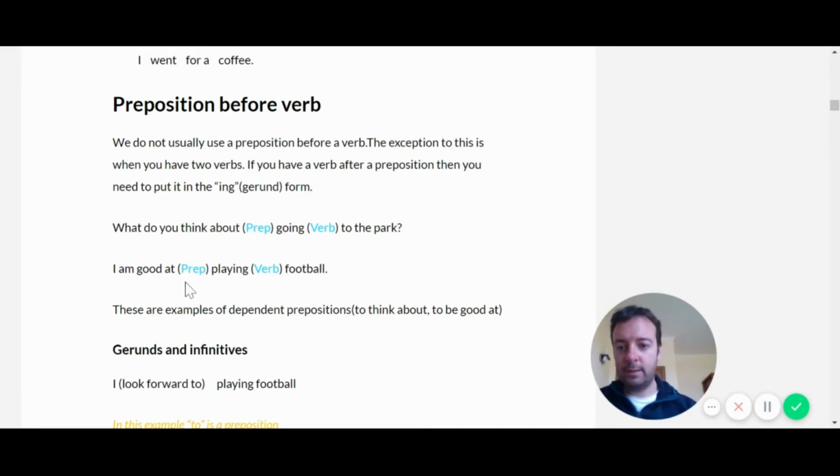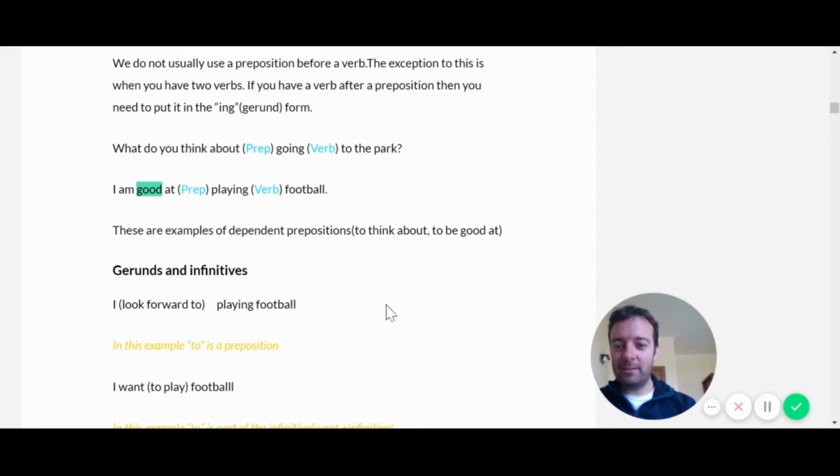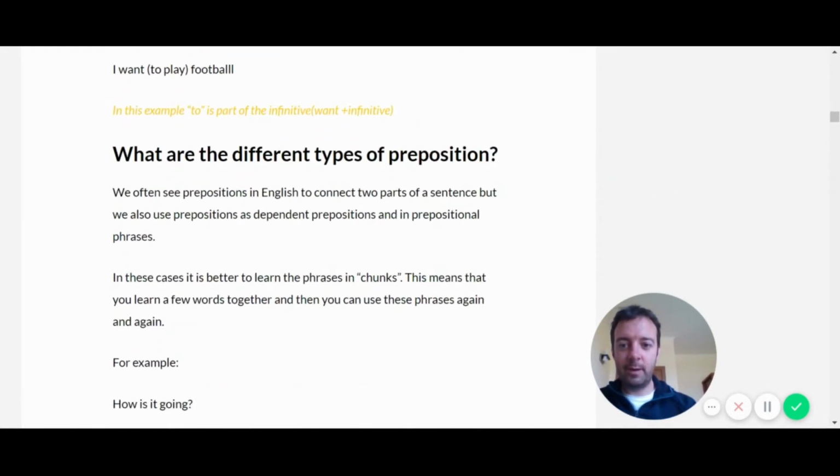I am good at playing football. Okay, but this is because this is a dependent preposition. So this at always goes with good, to be good at something. So I'm good at playing football. I'm good at talking. Okay, so then we have gerunds and infinitives. I'll skip this part.